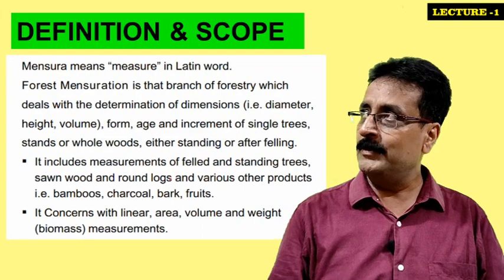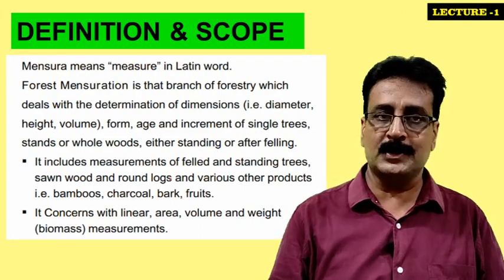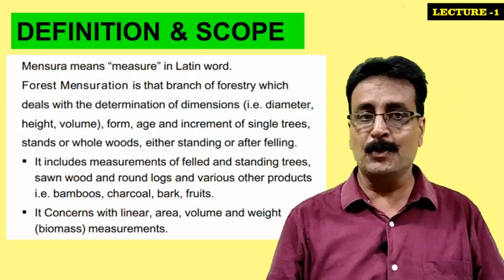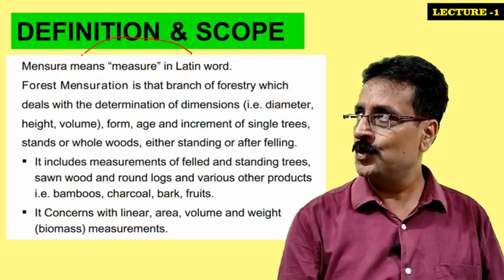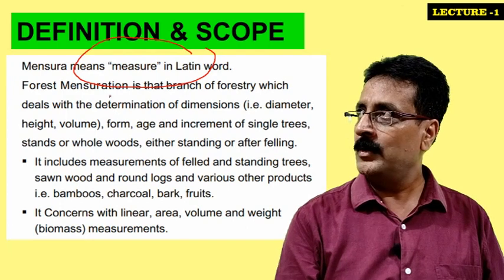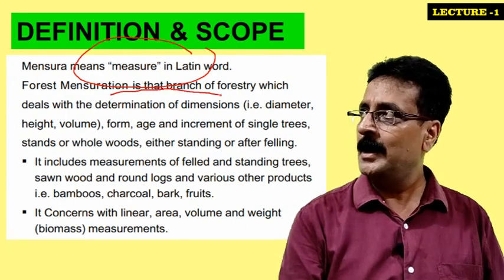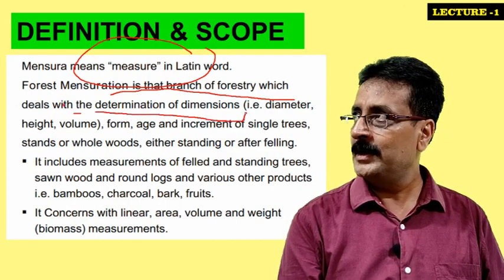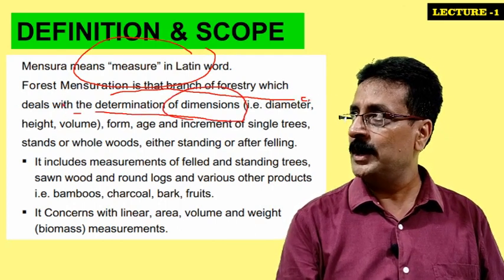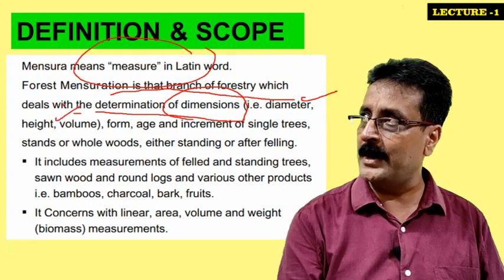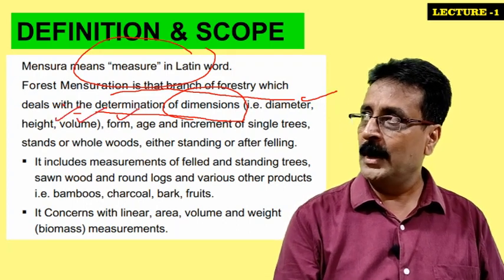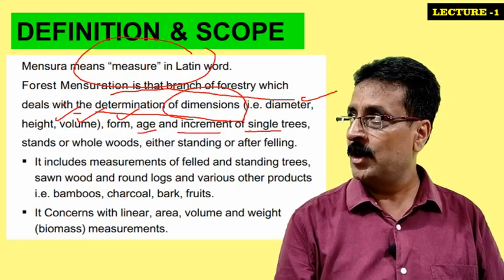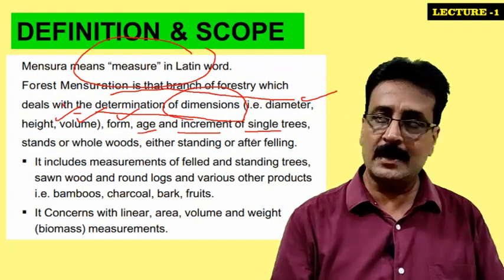So when we see the definition, we also call it by a Latin word, mensura. Mensura means to measure. It is a Latin word. Now forest mensuration is a branch of forestry which deals with dimensions. Now what dimension of what? Dimension of diameter, height, volume, form, which is like taperness, then age, and increment of a single tree or a stand or the entire forest.